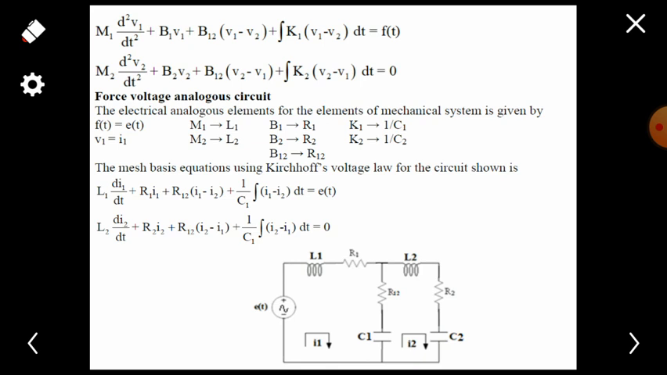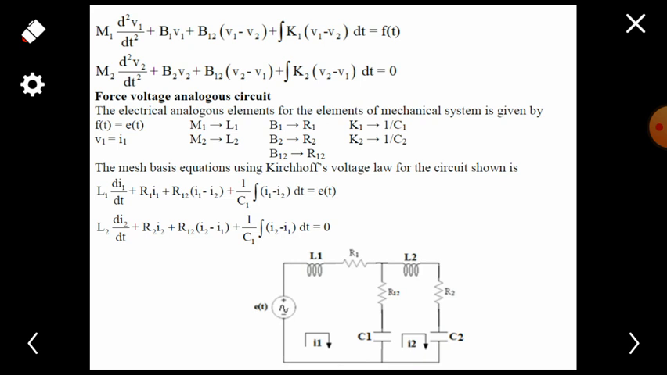L2 into di2 divided by dt plus R2 I2 plus R12 into I2 minus of I1 plus 1 by C1 into integral of I2 minus of I1 dt equal 0. Now we are going to draw a diagram through these equations. Here we are going to use the mesh type of Kirchhoff voltage law.